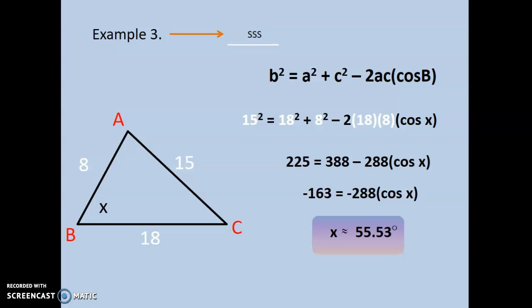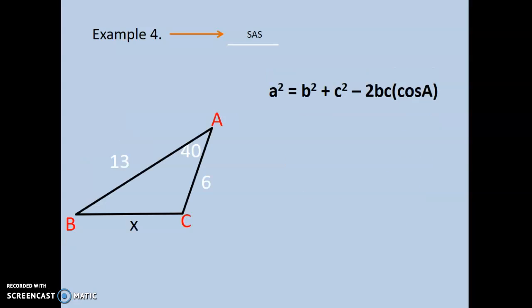All right. Example number 4. All right, again, try this problem out. This is a side angle side problem. See what you get as an answer. After you pause the video, come back, and then we'll see how you did.